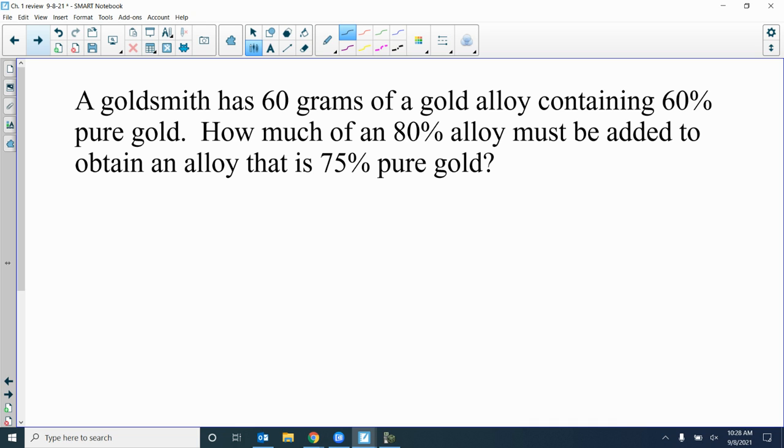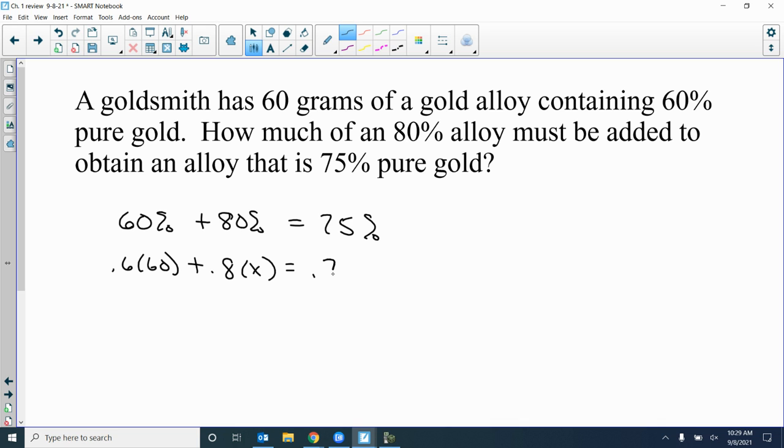All right. So remember, we're going to take our 60%, and we're going to add our 80% to that, and we're going to end up with 75%. Now, if you want to do the chart, that's great, it helps you. I'm just going to go through here. How much of the 60% do we have? Do we know the amount? 60 grams. So we want to find out how much pure gold we got in each one. So that's 0.6 times 60. How much do we have of the 80%? Do we know? No. So we let that be X. So you get 0.8 times X.